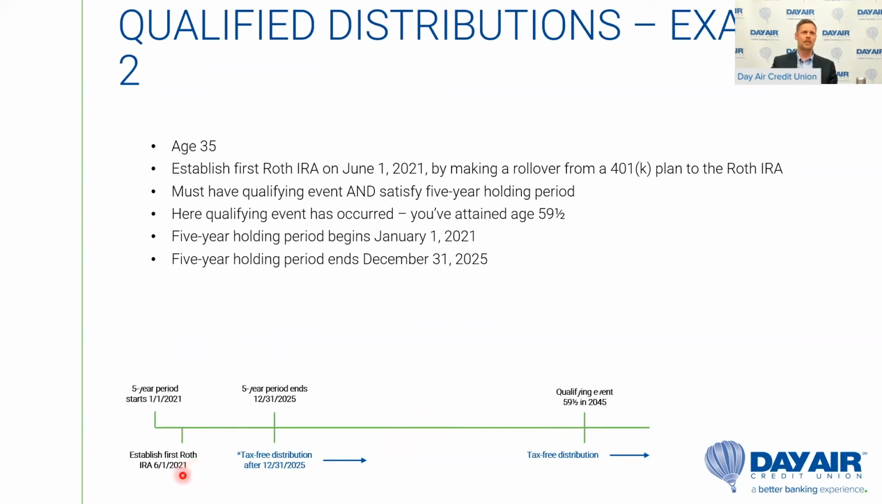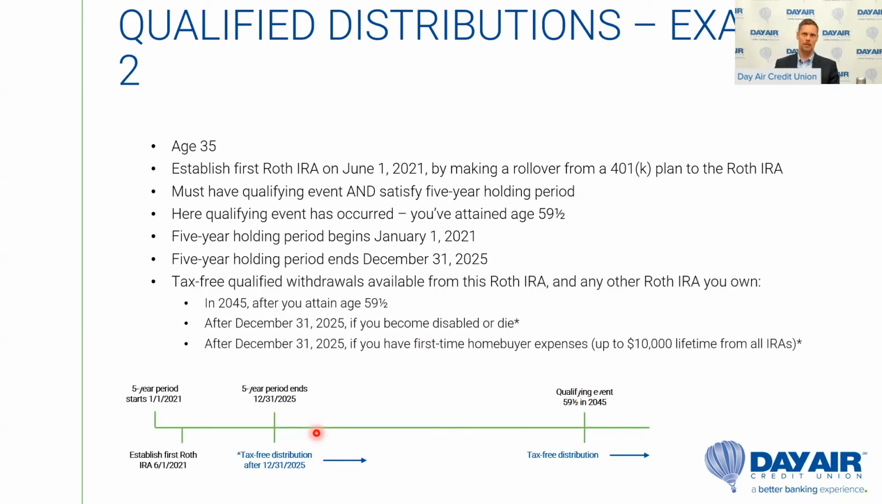The funds are converted from the 401k retirement plan June 1st. Of course, the 5-year period is backdated to January 1st. Remember, January 1st is always the start of the 5-year holding period. After 5 years, the conversion amount, let's just say it was $10,000 that was converted, can be withdrawn tax-free. However, any earnings, any interest made on that money would be subject to a 10% penalty plus ordinary income taxes if there was no qualifying event, like age 59 and a half, or death or disability, or using it for a first-time home buyer expense.